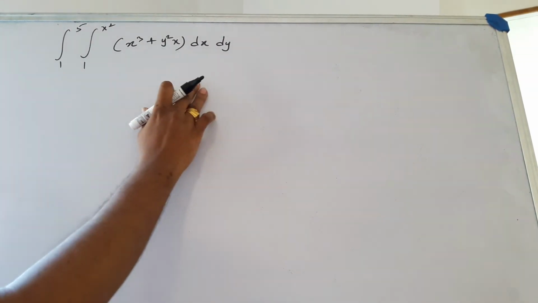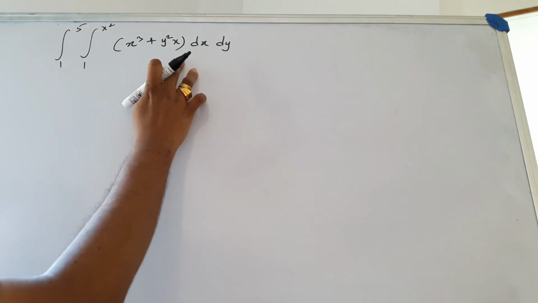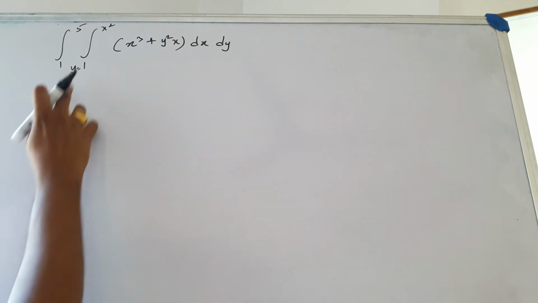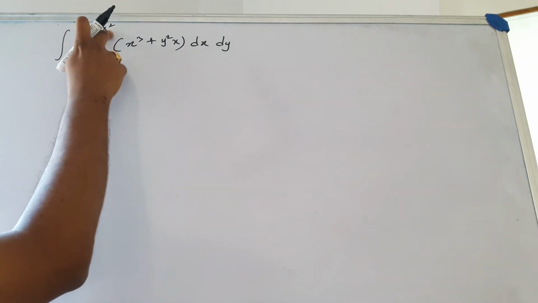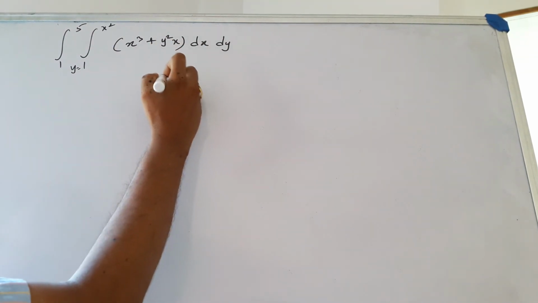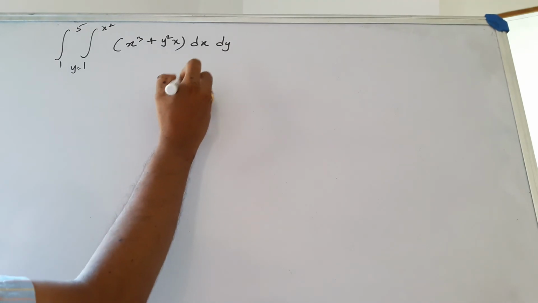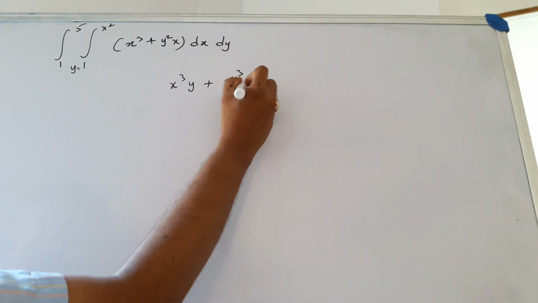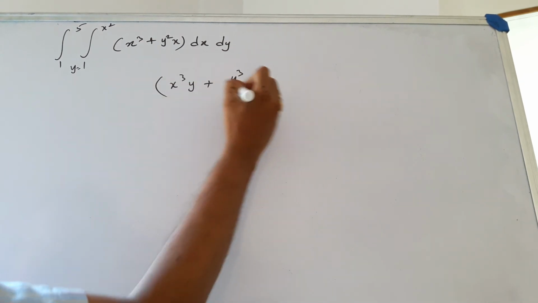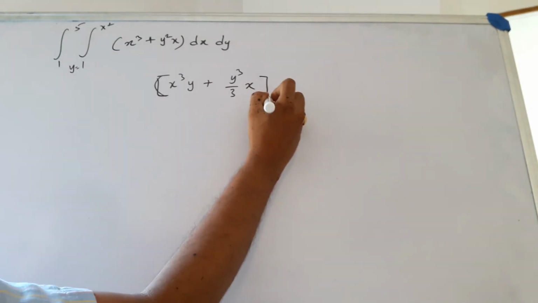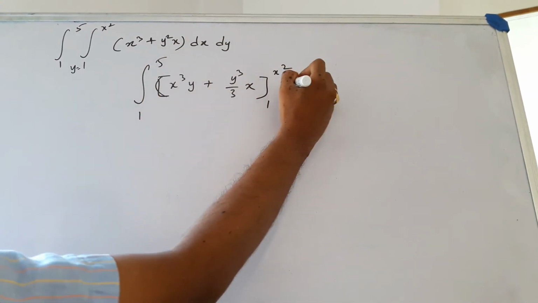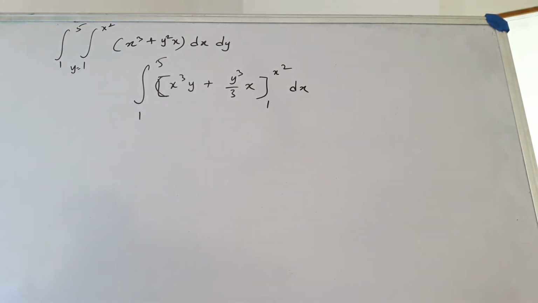Now we have to look at this first integration. So this is y is equal to 1 and x square. So first you have to integrate with respect to y. So I get x cube y and y cube by 3 into x. Okay, and for 1 and x square, 1, 5, and this is dx.